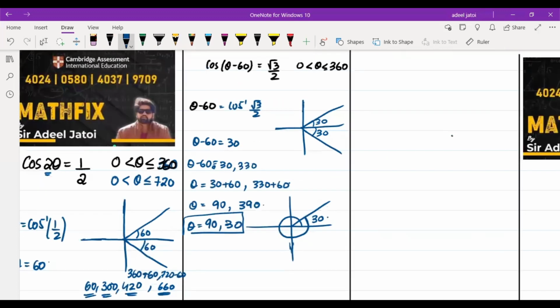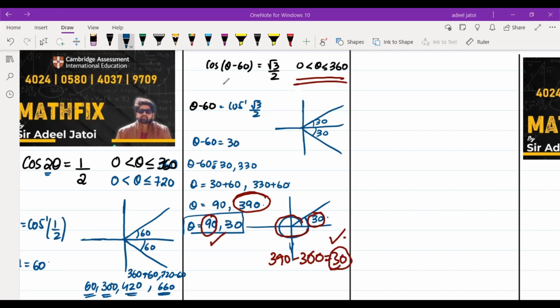Solving the 330 concept, when we are adding 60, we made sure that the answer that we got was 390. Since it was not in the normal domain, we rotated till 360, and the other part was 30 that was added. If we subtract 390 minus 30, we will have 360, we will have 30. So 30 is one answer. The other answer is 90 for theta negative 60.